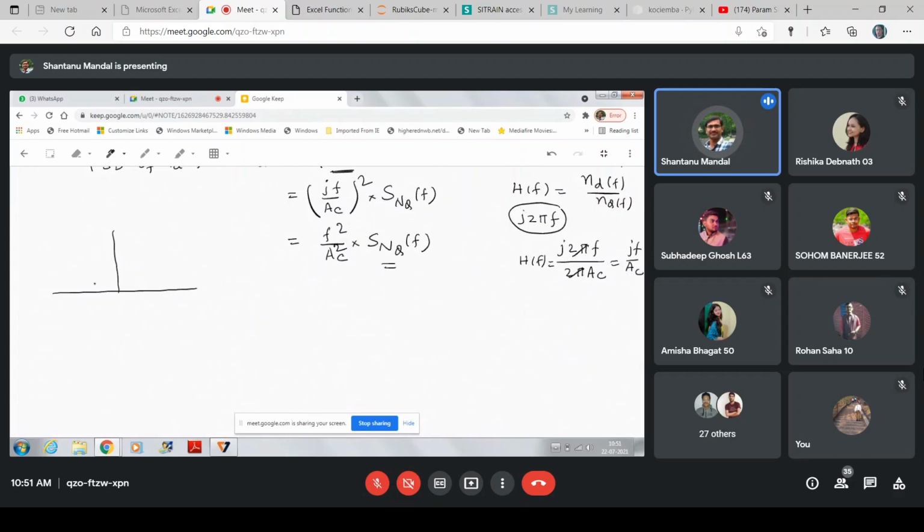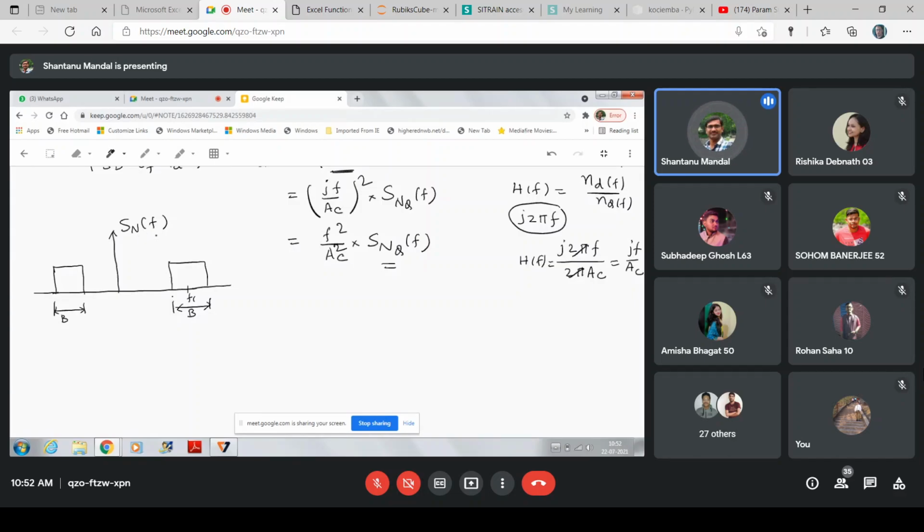In the previous class I discussed this one, that is S of n. So we have to consider S of n, that is noise. So S of n equal to the same, that is, if this is FC, so this is B. Okay, so this is the noise part.